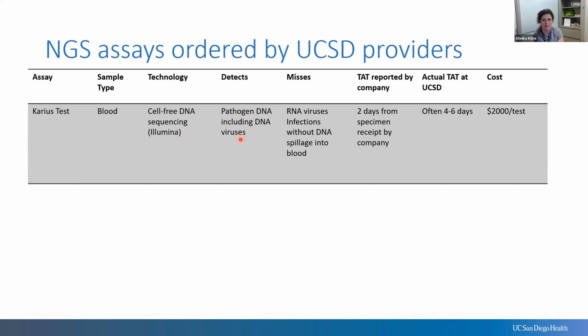Obviously if the virus or the bacteria or the pathogen is in the blood, you would expect their DNA there. But even if there's leaching of that nucleic acid into the blood, one can detect it there. It misses RNA viruses because they don't do RNA sequencing, and it misses infections where there isn't DNA from the pathogen leaking into the blood. So more localized or walled off infections that haven't had blood penetration of the pathogen, or at least nucleic acid from the pathogen, won't be detected. They report a turnaround time, that's what TAT is, of 2 days from specimen receipt. Our actual observed turnaround time here is often 4 to 6 days. That's because we have to get them the specimen and then get the result back and put it in the record.